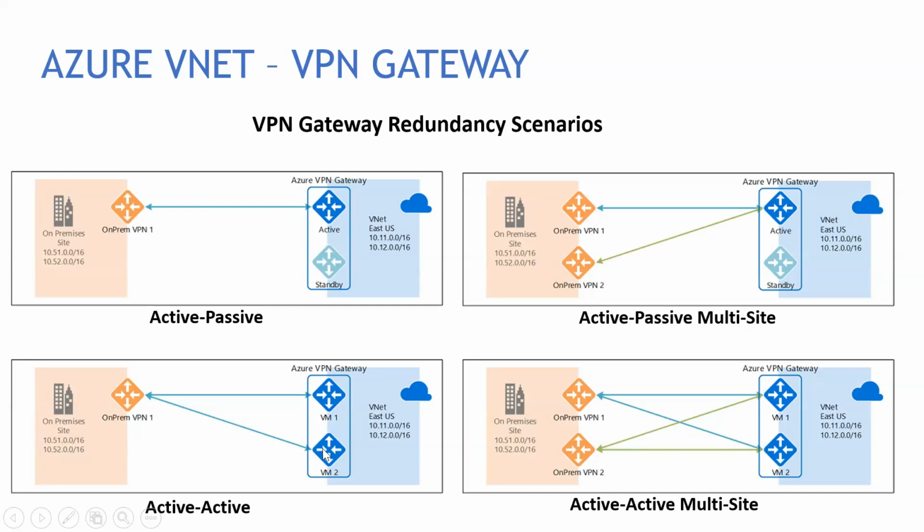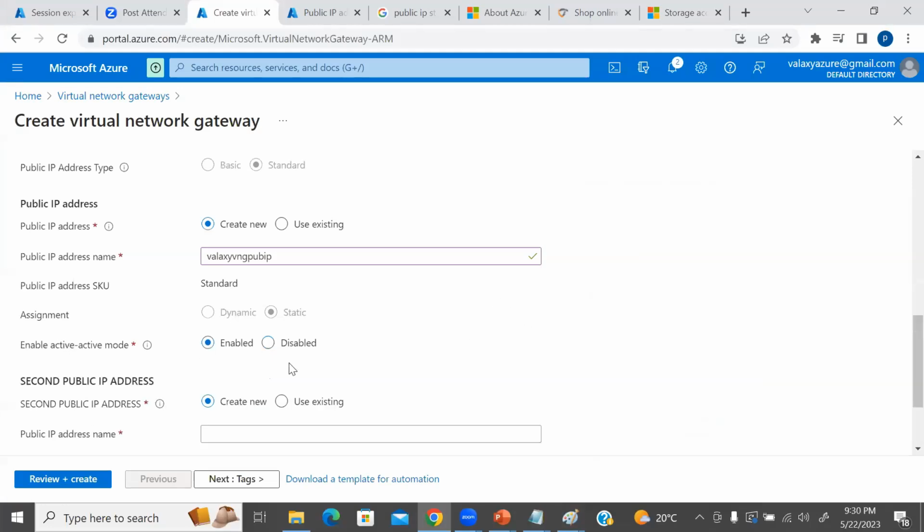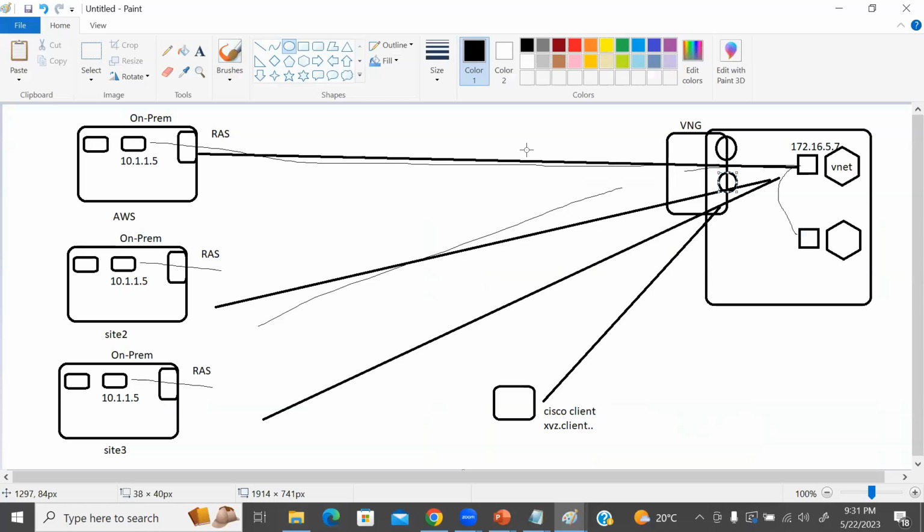But if you want both to be active, then you must have two IPs. That's why the name itself is telling active. Both active means both need to have public IPs, so that your VPN will send traffic from these two machines to this one, or maybe from there also, vice versa. So both ways communication is coming, right? If you see the arrow marks from here to here, here to here.